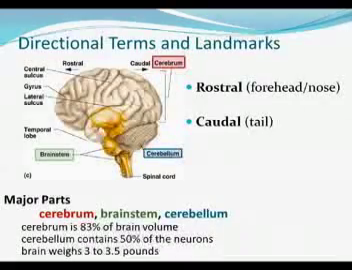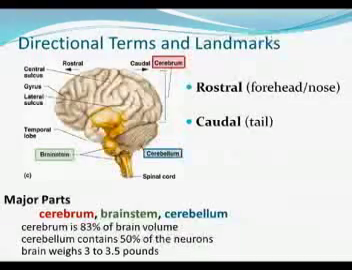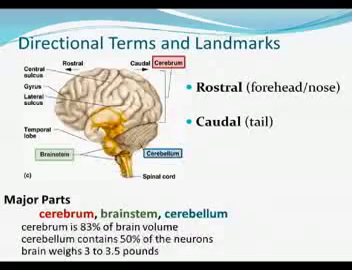The main meat of the brain is called the cerebrum. Right? This composes almost 85% of the actual brain volume. The other 2 parts are the brainstem and the cerebellum. The brainstem is shown in green, the cerebellum in blue. The cerebellum is a very small portion of the brain, but it contains up to about 50% of the neurons, and that's because a lot of motor coordination occurs within this cerebellum.